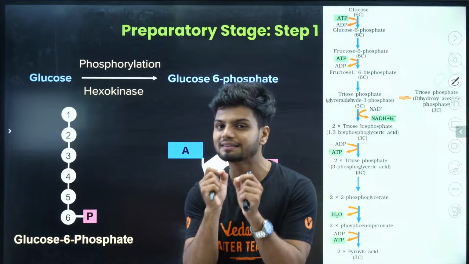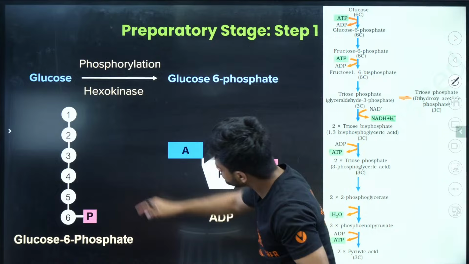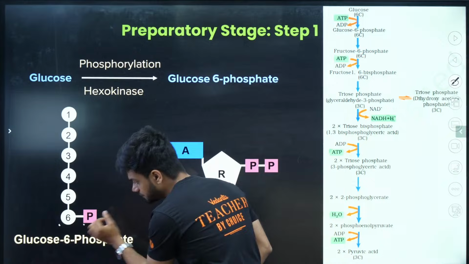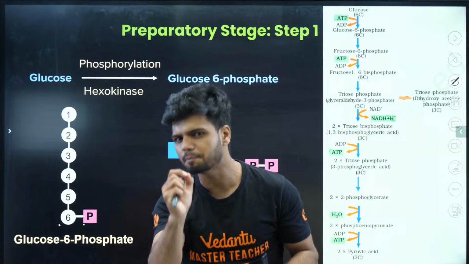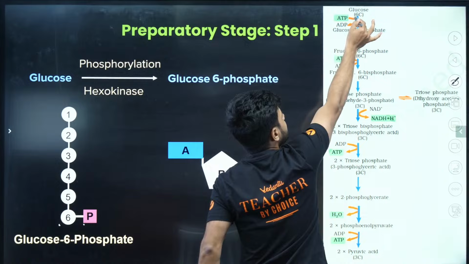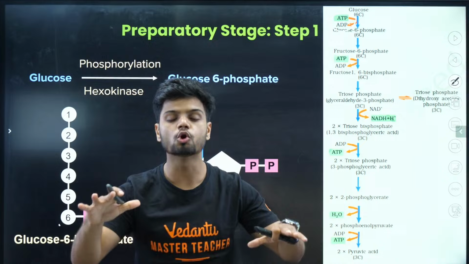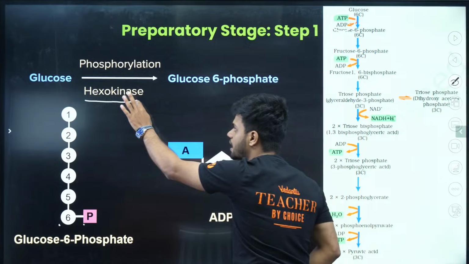That is why it is called what? Glucose to glucose 6-phosphate, because this is your glucose 6 carbon. At the 6th position, we have the phosphate. That is why in the first step, which is a phosphorylation, we are adding a phosphate from where? From the ATP. So if you look at your NCERT, glucose to glucose 6-phosphate, 1 ATP is consumed. 1 ATP is completely consumed in the first step. And in this particular step, the enzyme involved is hexokinase.